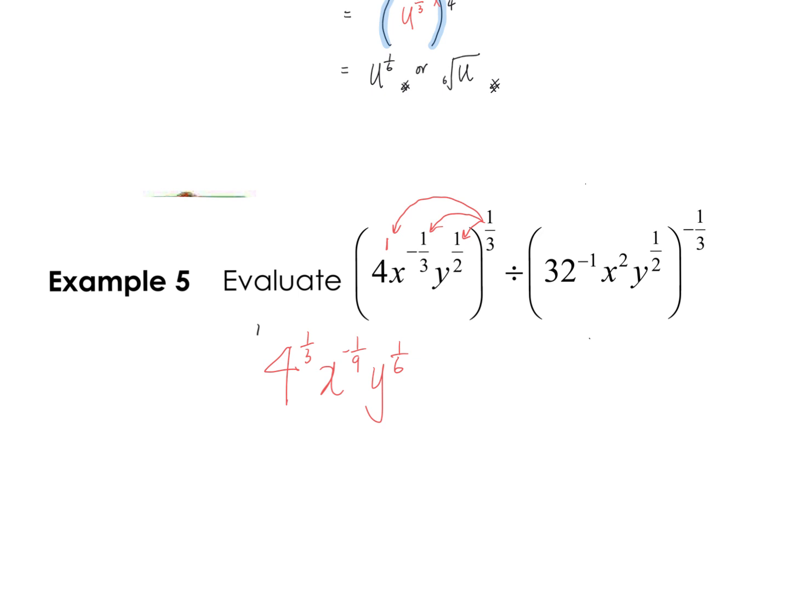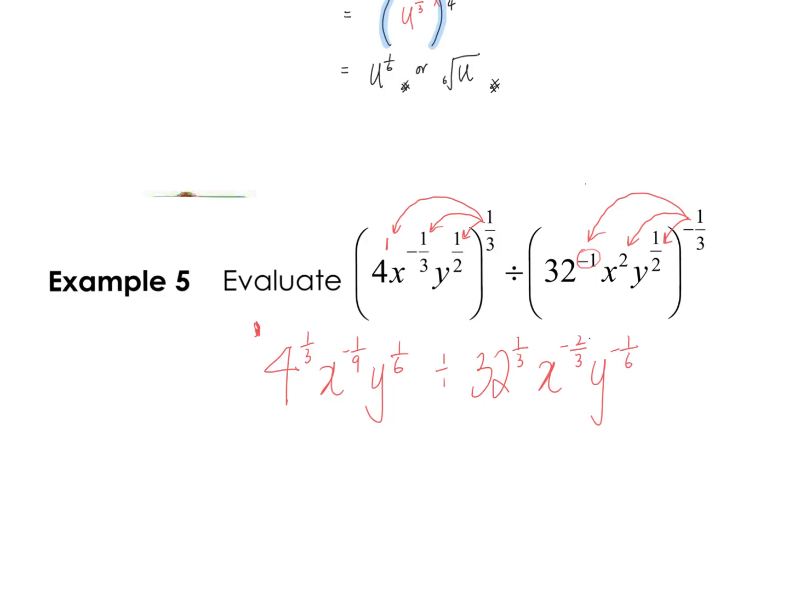You cannot erase. Okay, so same thing here. This should have a power 1. Oh, this one already has power -1. So everybody should get the power -1/3. So I have 32 to the 1/3, x to the -2/3, and y to the -1/6.